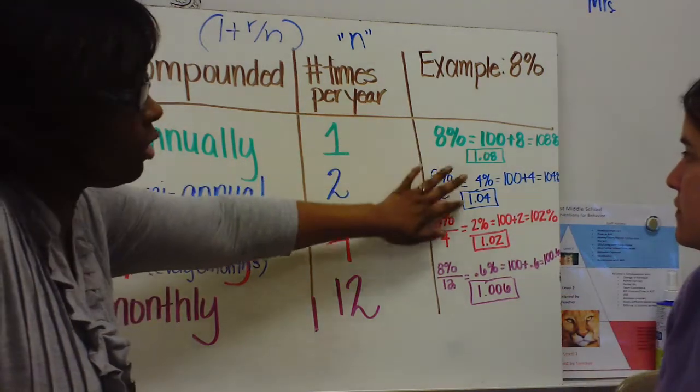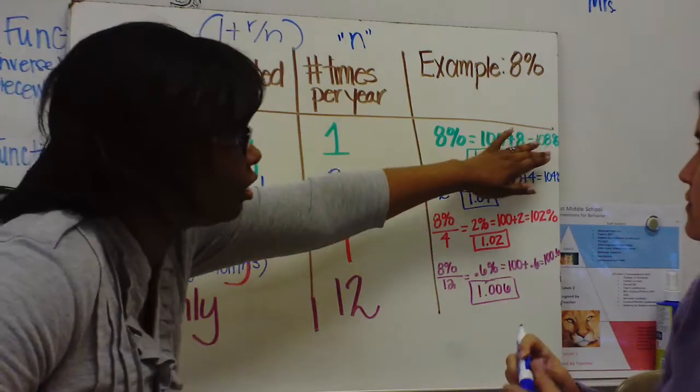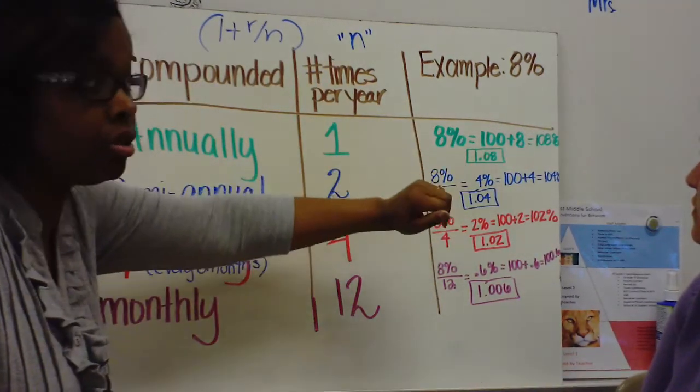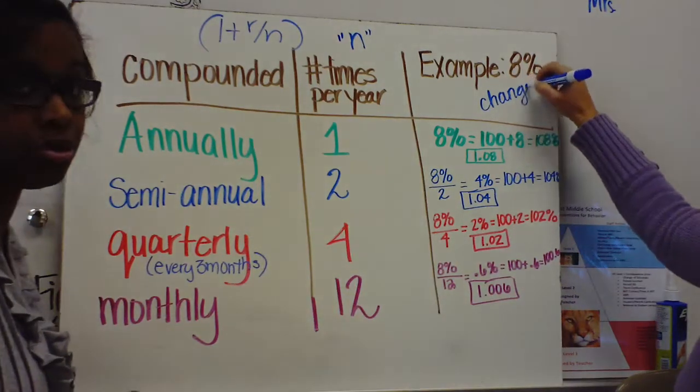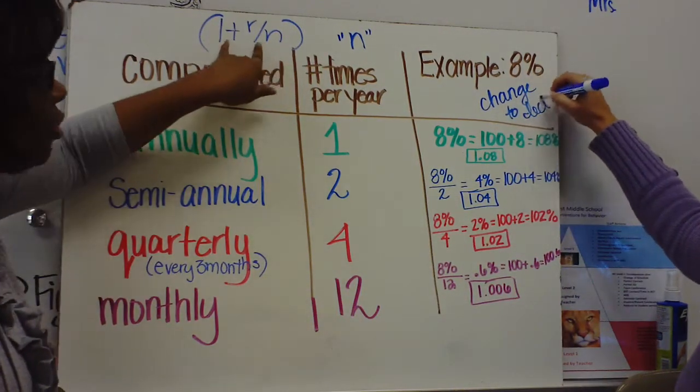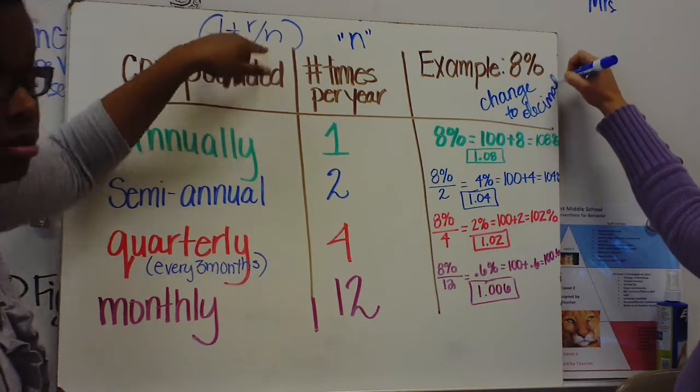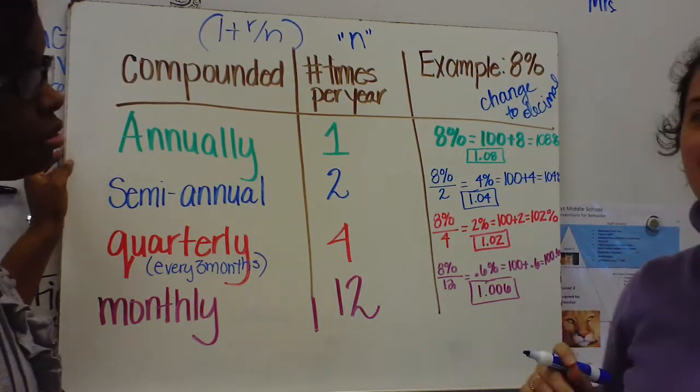Right, and these numbers that are boxed are just me taking the 108% and changing it to a decimal, and taking the 104% and changing it to a decimal. So your r, remember, whatever you put in here has to be a decimal value. So make a note so you don't forget that you want a decimal.